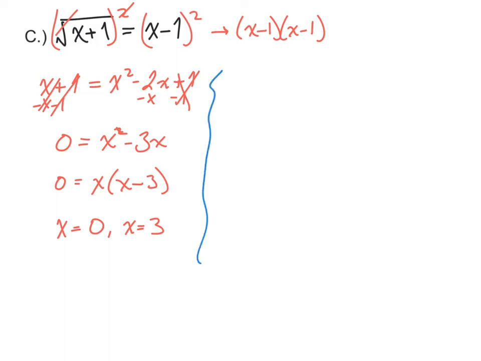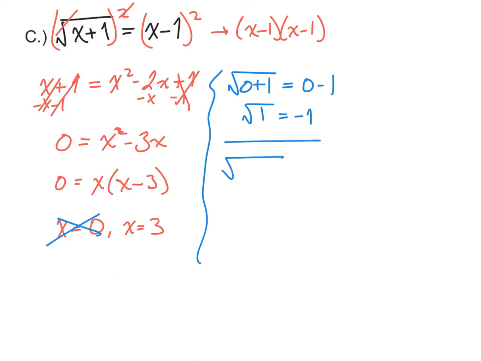Again, check them before moving on. Plug it back into the original. Square root of 0 plus 1, is that equal to 0 minus 1? Well, is the square root of 1 equal to negative 1? Nope. So that's not a solution. Now try it with 3. Is the square root of 3 plus 1 equal to 3 minus 1? Square root of 4 equals 2. Yes, that's true. So that is our solution.